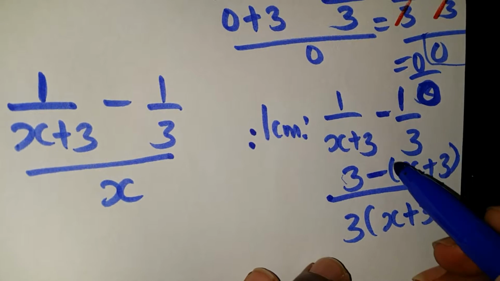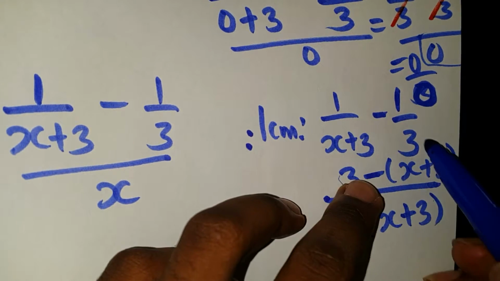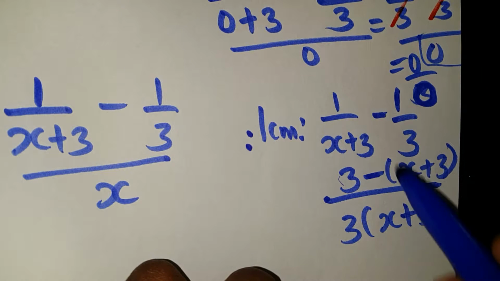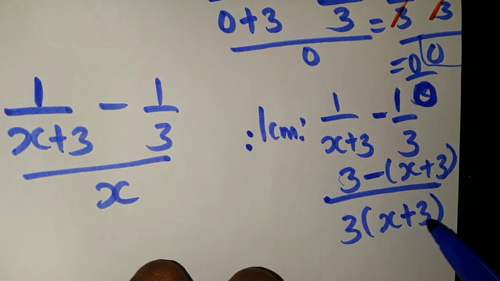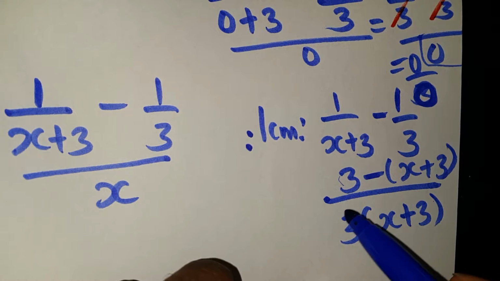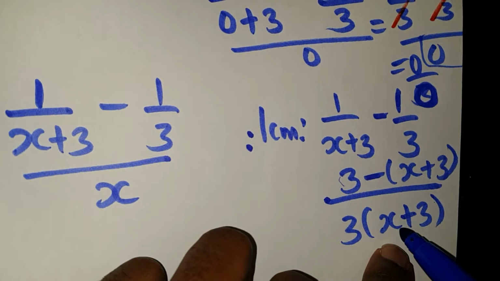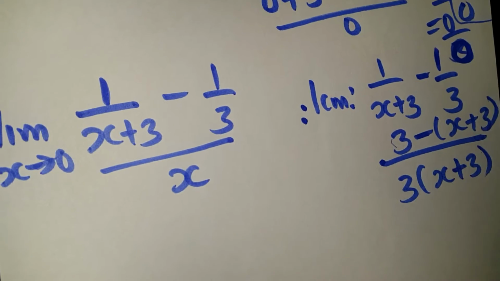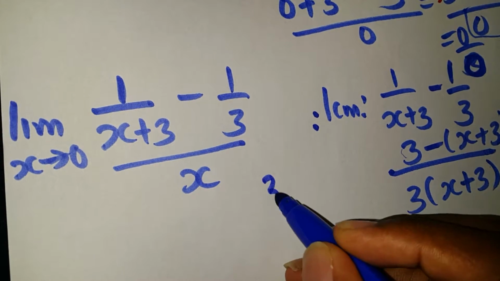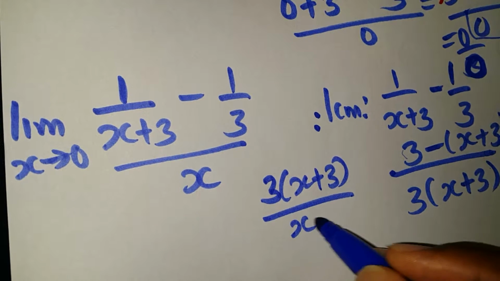How do I get this? I want to take the LCM. For us to be able to take the LCM here, we have to use 3 multiplied by this. That's what I wrote here, 3 multiplied by x plus 3. So we now divide this by this. 3 into x plus 3, divided by x plus 3. Let's write it somewhere. I want you to understand this perfectly. 3 times x plus 3, divided by x plus 3.